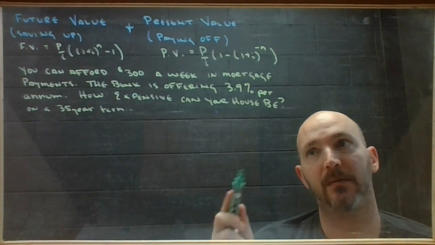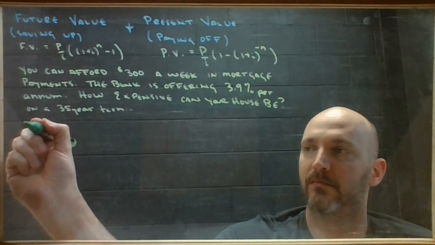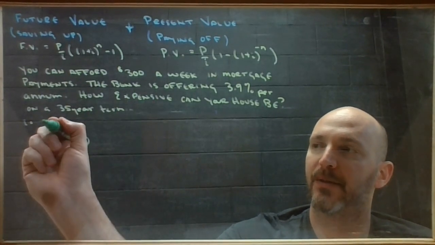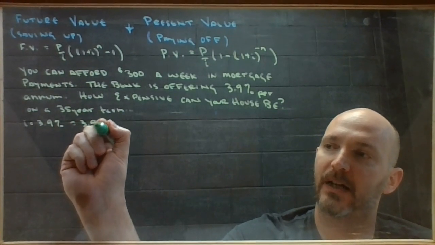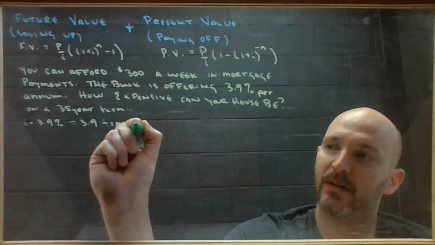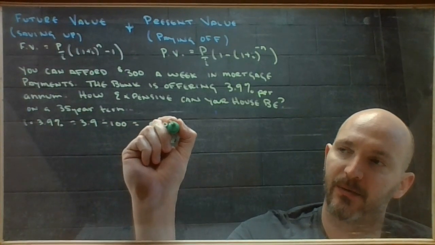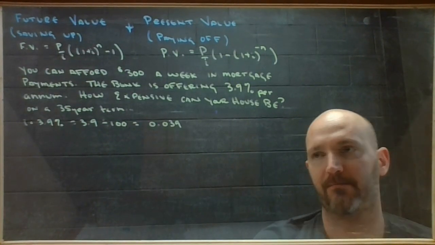Okay, so I need an I value. I was quoted at 3.9% per annum. That's 3.9 divided by 100, which is 0.039.